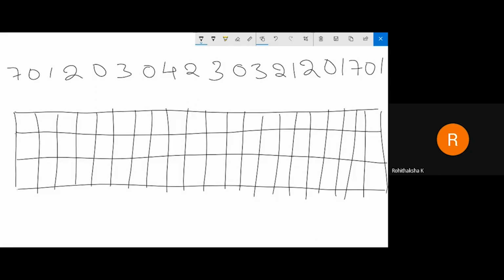The first page number we are looking for is 7. 7 is not there, so I'll say it is a page fault. 0 is also not there, so 7, 0, page fault. Next one, 1. 1 is also not there in the page table, so I'll make it a page fault. Now the next thing the CPU is looking for is page number 2.